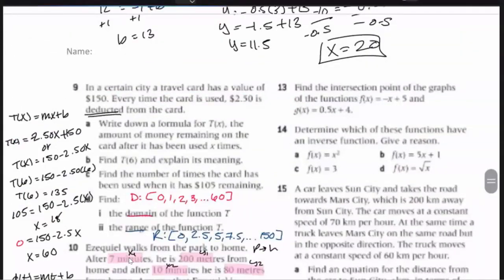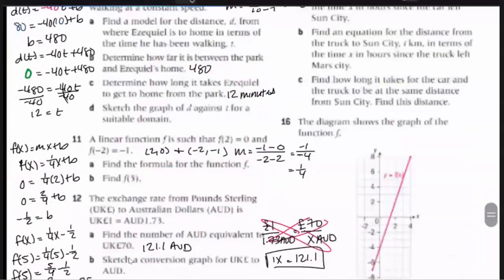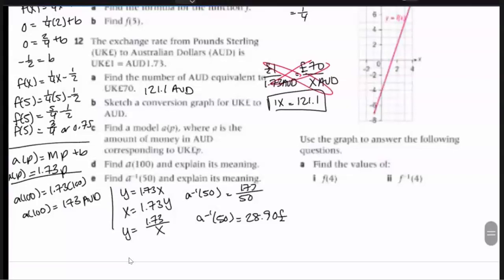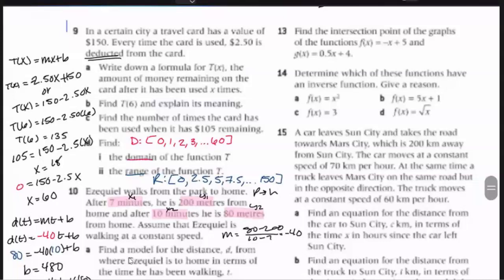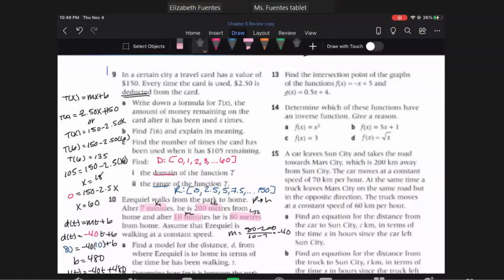So we have questions 13, 14, and I believe 16 for the second page before I move on. So let's go to 13. Find the intersection point of the graphs of the functions f of x equals negative x plus 5 and g of x equals 0.5x plus 4. There's two ways to solve this problem. One of the ways is that you can graph them and find their point of intersection. The other one is you can use LinSolve. So either way works. I'm going to use LinSolve. But remember, you can always just graph them and then find the point of intersection of that graph.